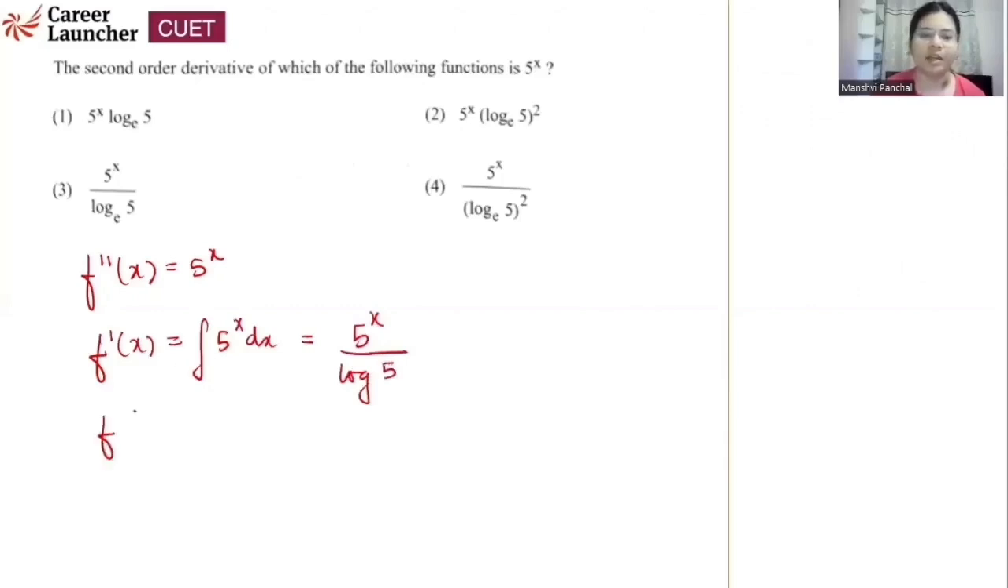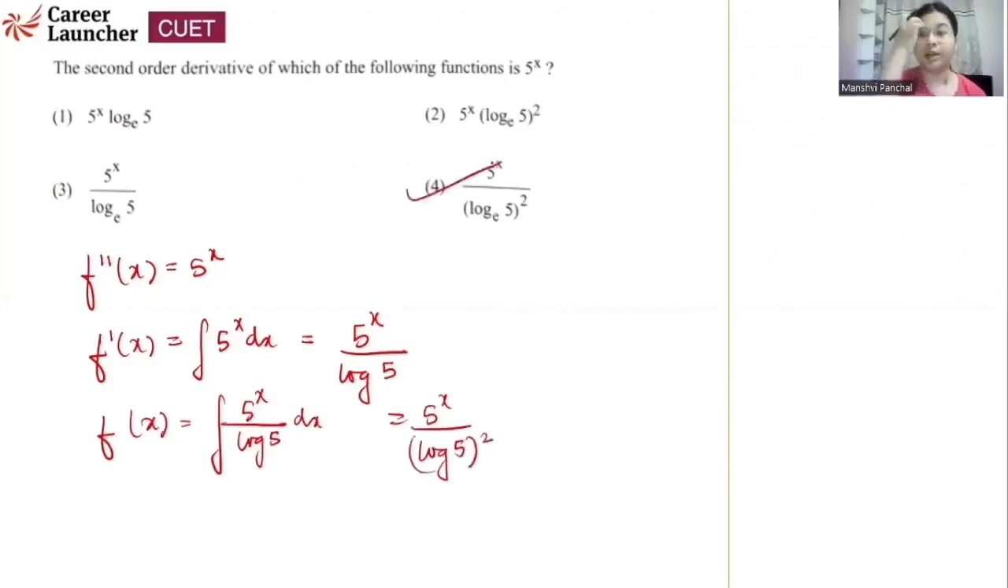Then I'll again integrate this. Fx will be again integrating 5 raised to the power x upon log 5 dx. So it will be 5 raised to the power x upon log 5 whole square. It means option 4 is the correct answer, right?